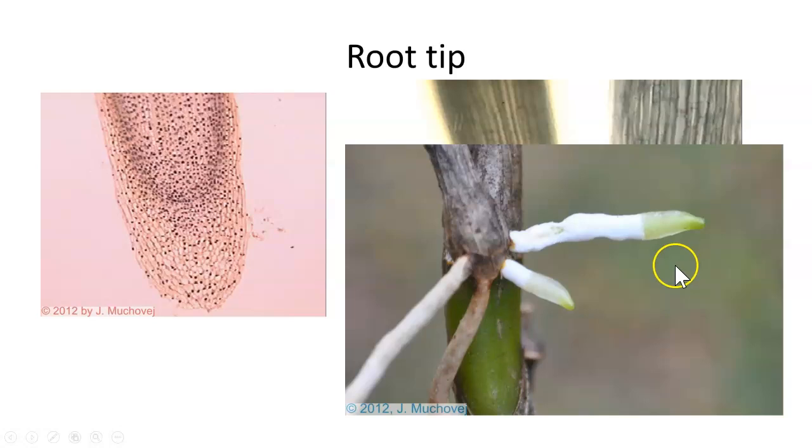This is from an orchid plant, and what you can see is this is the root tip out here. It's got little almost fuzzy-like extensions on it, which would be the equivalent of root hairs, and this is where this particular orchid plant gathers nutrients out of the air.